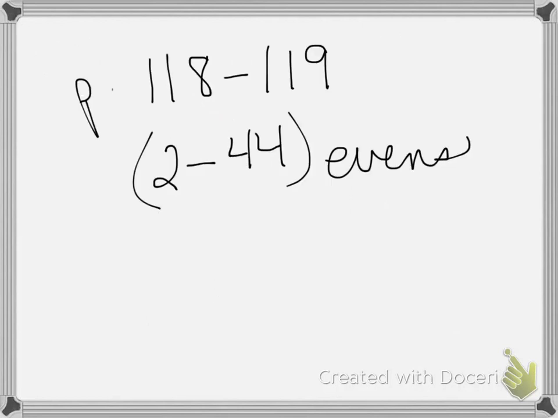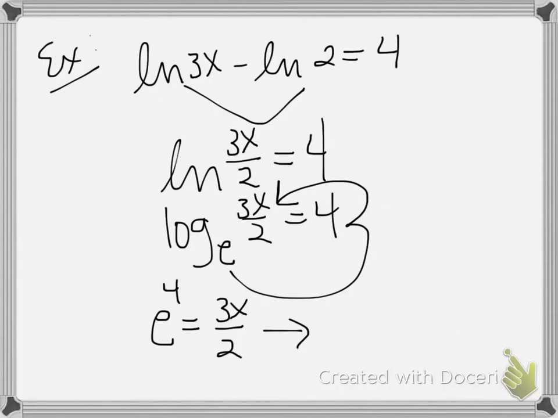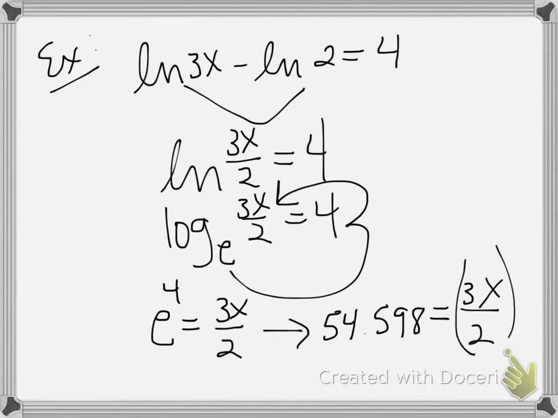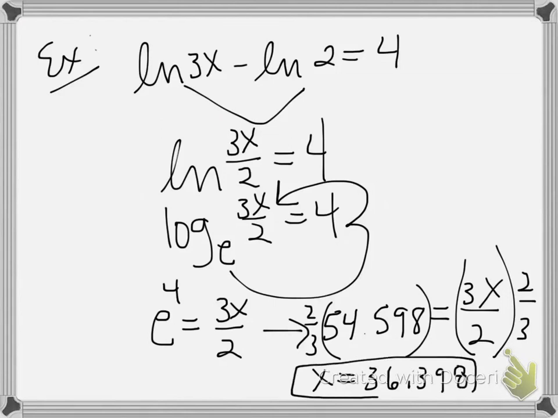Let me see if I have more space. Nope, I don't. All right, e to the 4th turns out to be 54.598. We actually did that earlier. Now, how do you get rid of a fraction? You multiply by the reciprocal on both sides. So I'm going to multiply both sides by 2/3. So 2/3 times 54.598 equals 36.398. And that's my solution down there.